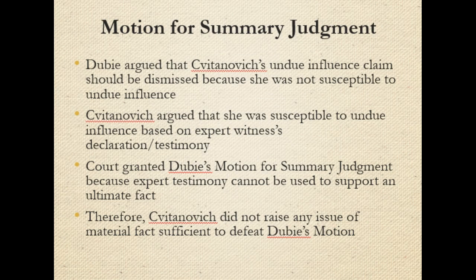Welcome back. Now let's answer the questions. In the motion for summary judgment, Doobie argued that Cvtanovich's undue influence claim should be dismissed because she was not susceptible to undue influence. Cvtanovich argued that she was susceptible to undue influence based on expert witnesses' declaration or testimony.